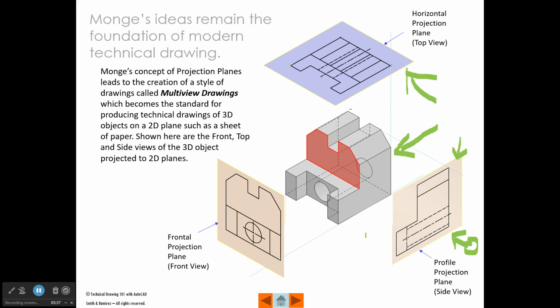In multi-view drawing, we may draw the front, the top, the side, the back, the left side, the bottom. We have a lot of different options of views that we could draw, and then we can add dimensions to those views and notations and other things necessary to make the part.